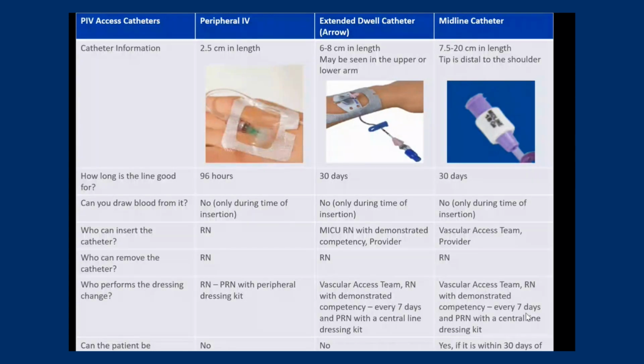So we can draw only at the time of insertion, but after that, it's considered a dirty line. In terms of who can insert these catheters, all of our RNs can insert the peripherals. MICU RNs with a demonstrated competency are able to place extended dwell peripherals, so we're able to place arrows. Hopefully that'll expand soon.